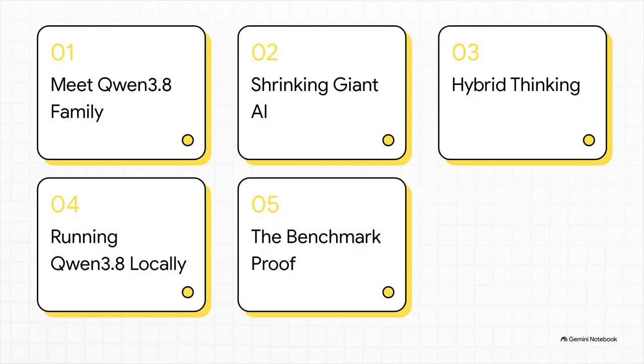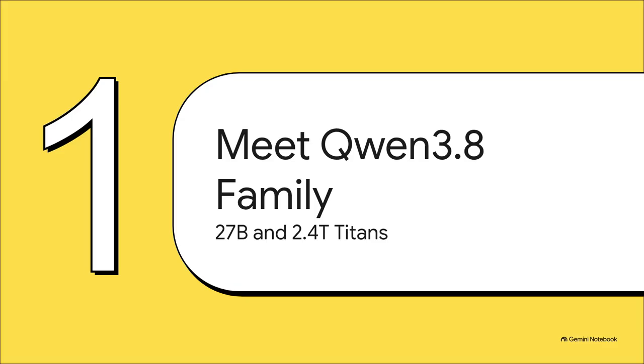Okay, so here's our roadmap for today. 1. Meet the Qwen 3.8 family. 2. Shrinking giant AI models. 3. Hybrid thinking and reasoning. 4. Running Qwen 3.8 locally. And 5. The benchmark proof. Don't worry about the heavy math, we're going to keep this super straightforward. All right, let's dive into this.